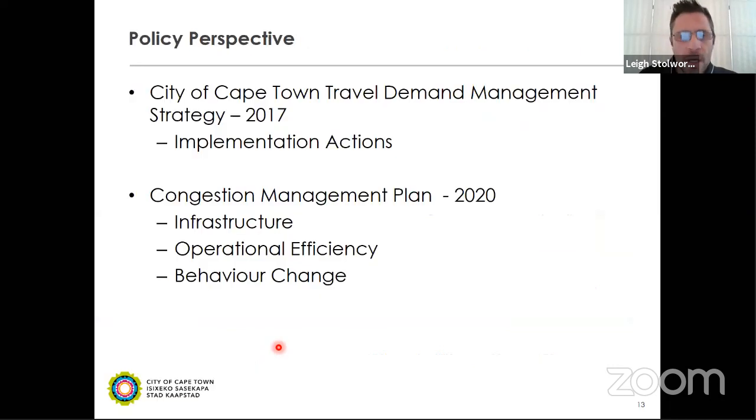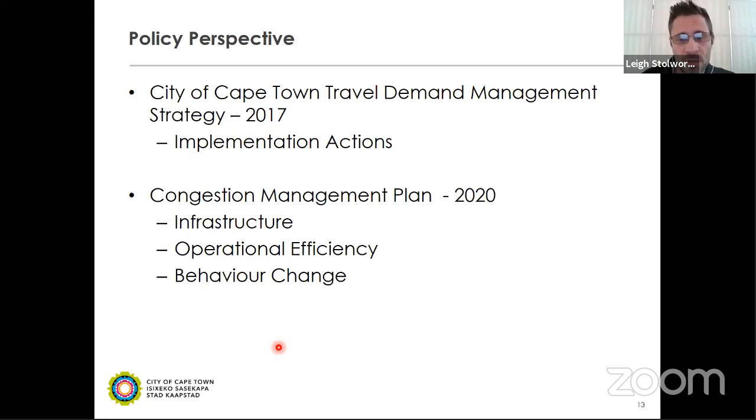So from a policy perspective, we're starting to understand these relationships, and this data is emerging the more we analyze, the more we collect and the more we develop these indices. So we've developed some policy perspective on trying to resolve some of these issues. We have the Travel Demand Management Strategy, which was approved by the city in 2017, which has a range of implementation actions around addressing some of the travel demand management challenges that we have in the city.